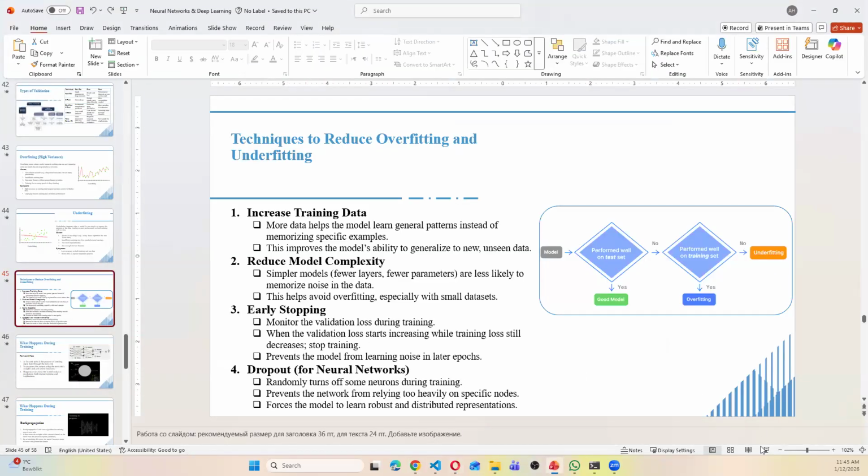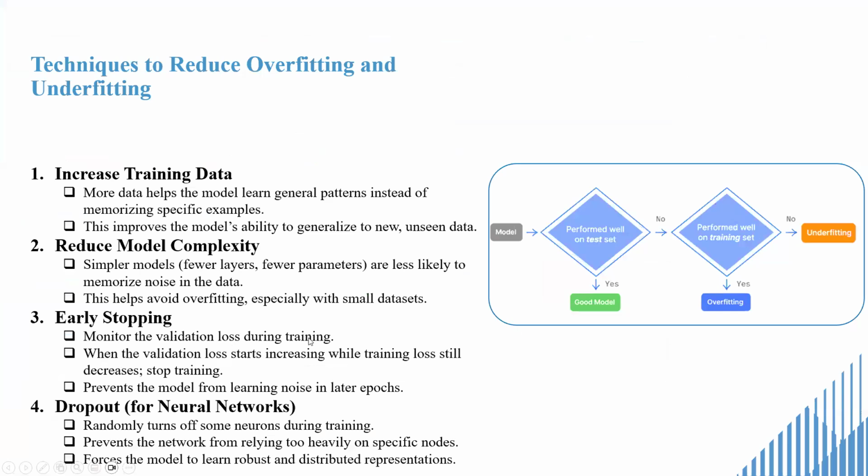And early stopping monitors the validation cost during training. If the performance is less than 80% or something, you can say it should stop early. When the validation loss starts increasing while training loss still decreases, stop training. Your validation is giving you 90, but your training is like 70, so it means it's increasing, so you can stop at that time. You don't need to train your model. It prevents the model from learning noise in the later epochs, because if you learn more, it will give you a worse result. You will just put early stop.